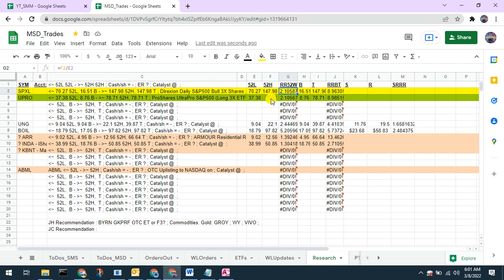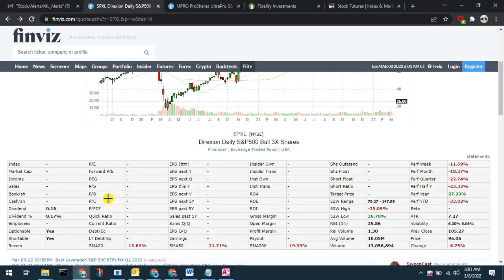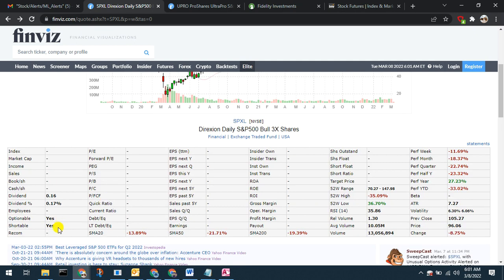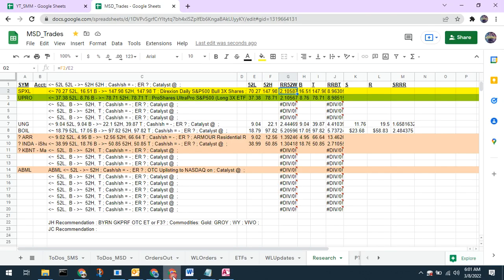Also, you could consider the price. UPRO is half the price per share of SPXL. That may be a consideration, particularly if you're going to sell covered calls against these positions. They're both optionable. So if you're going to sell covered calls, you need to buy 100 shares, and that may be a consideration in terms of price. The fact that UPRO is half the price, or it's cheaper than SPXL.